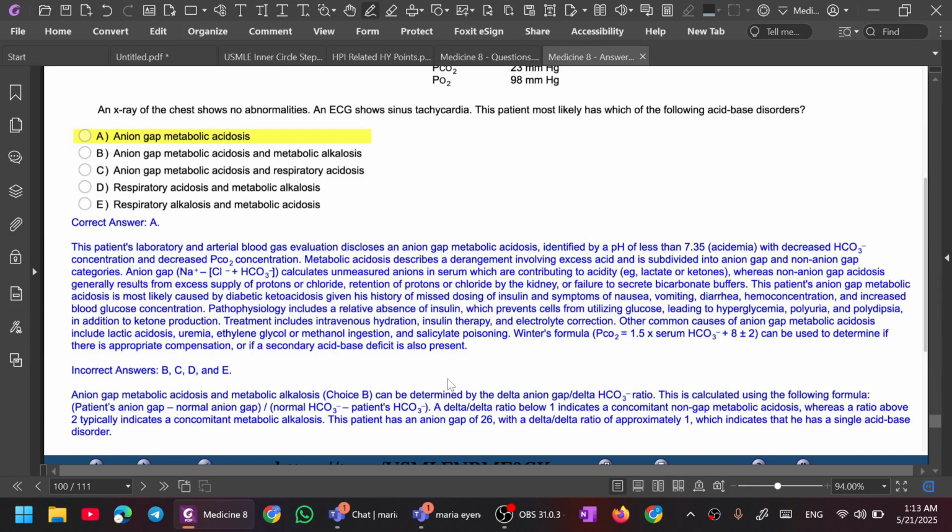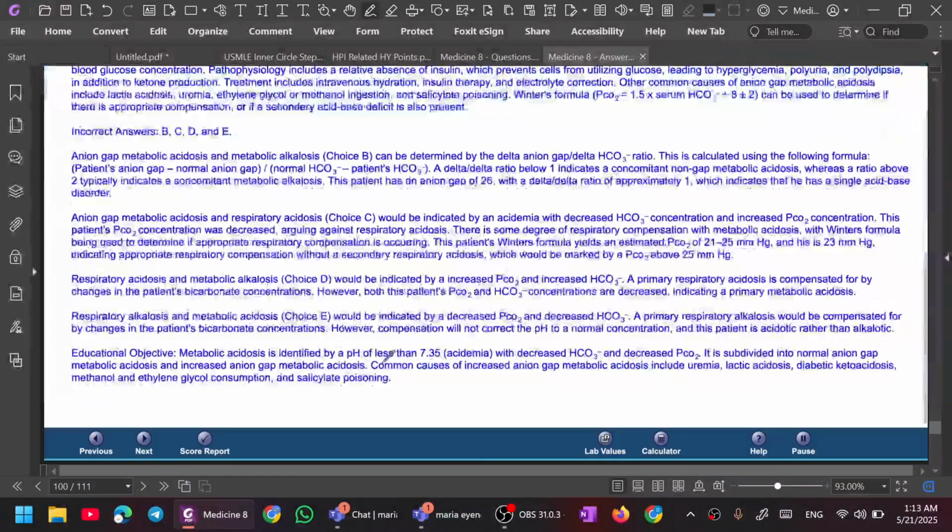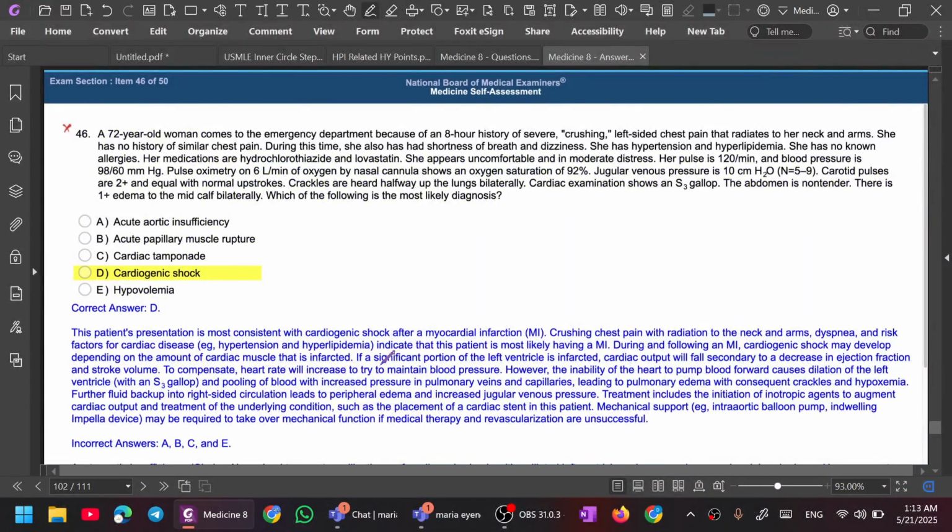Okay, so it's cardiogenic shock. This patient's presentation is most consistent with cardiogenic shock after an MI. Crushing chest pain with radiation to the neck and arms, dyspnea, and risk factors for cardiac disease, hypertension and hyperlipidemia, indicate that this patient is most likely having an MI. During and following an MI, cardiogenic shock may develop depending on the amount of cardiac muscle that is infarcted.